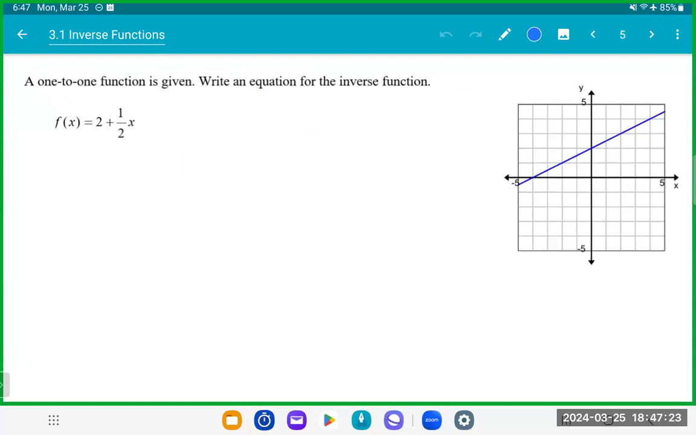So the first one here, if I give you the function f of x equals 2 plus 1/2, remember step 1, we're going to just replace f of x with y.